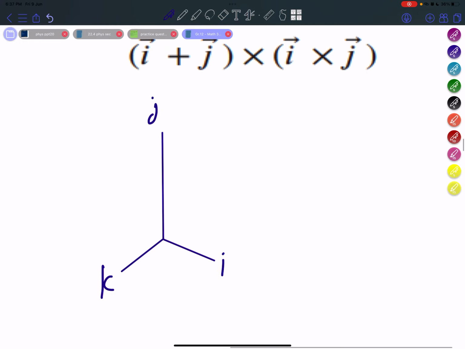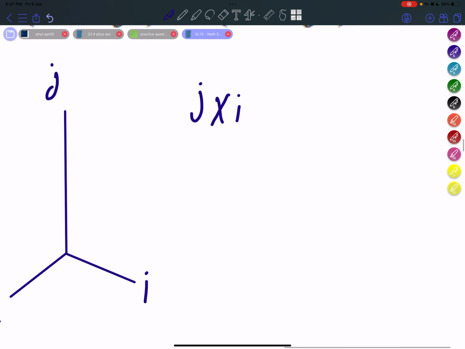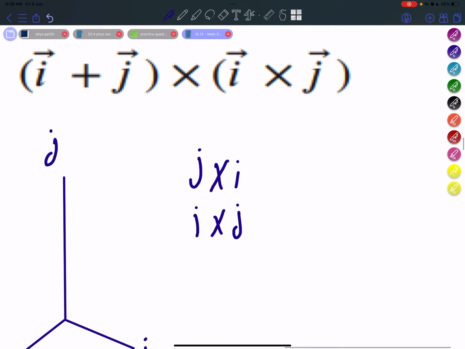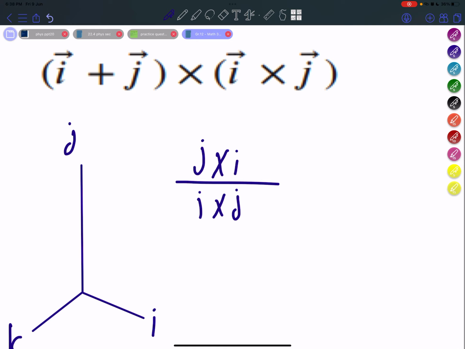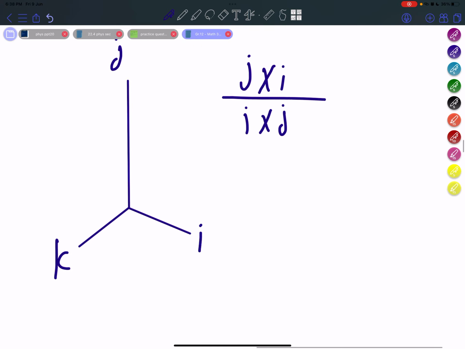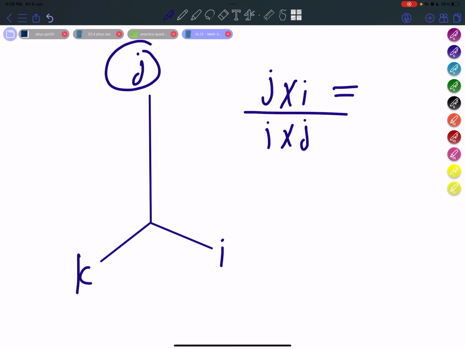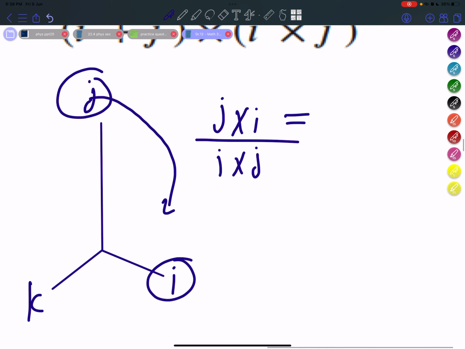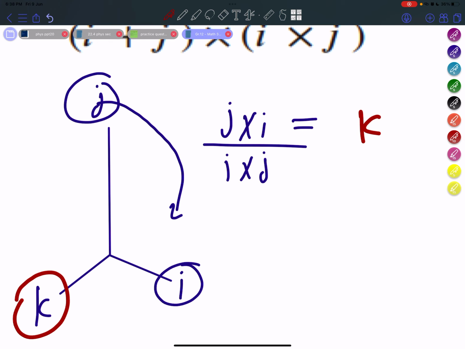Now we have a simple rule stating that if we say j cross i, which is very different from saying i cross j, so order is important. We must know that. But what is the difference between these two, and what do they equal to? In this case, if we say j cross i, meaning that we will be going clockwise, and our answer will be k.